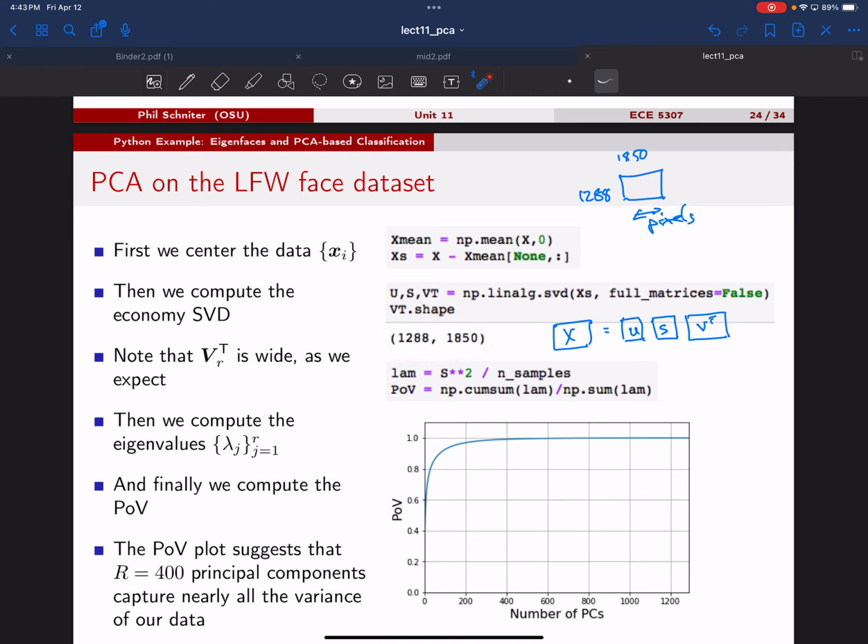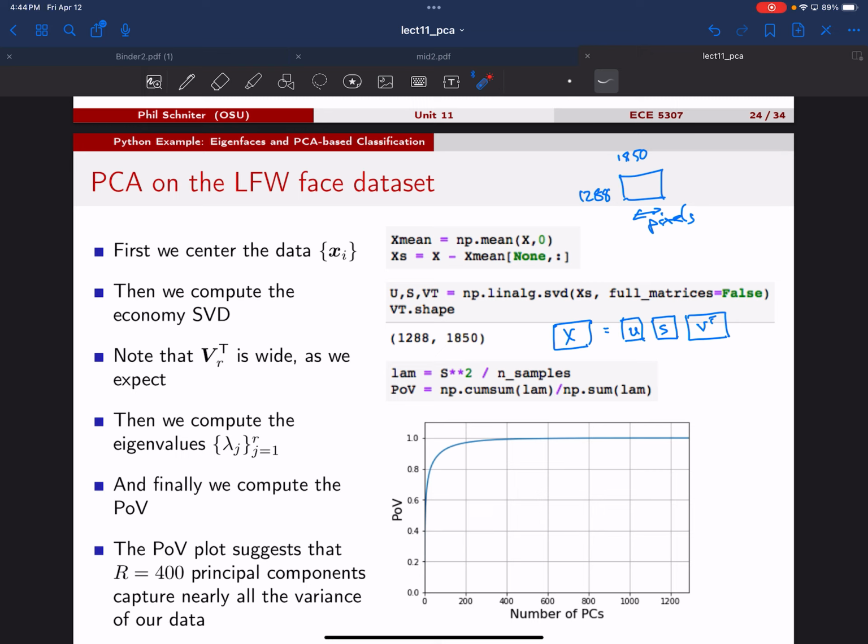Okay, so now we've done the SVD. Let's extract the eigenvalues. Lambda are the diagonal elements of S. Actually, if I remember correctly, in NumPy this might even be a vector, whereas in MATLAB it would be a matrix. So I think this is just a vector. Yes, we're just squaring the elements of that vector and dividing by the number of samples. That's how we said we have to use the SVD for the eigenvalue decomposition.